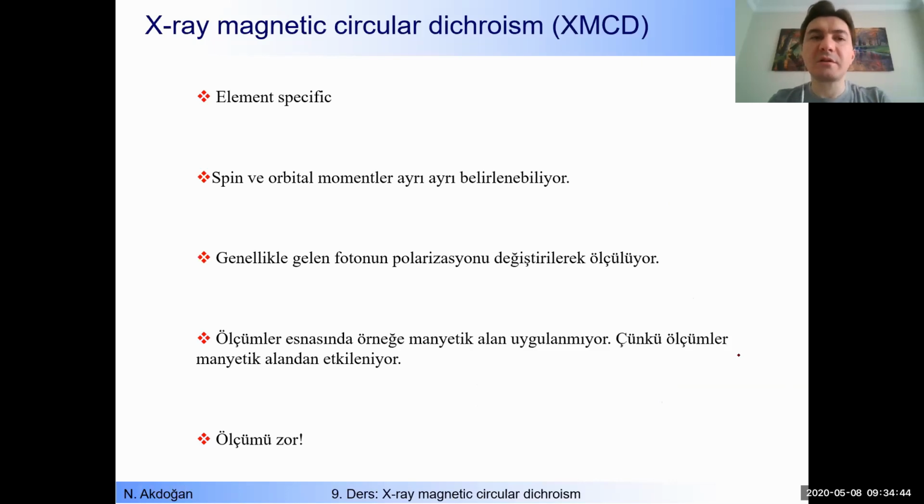First of all, like XRMS, it is also element specific because these experiments are carried out in synchrotron radiation sources. So we have monochromators in the beam lines. Depending on the element, depending on the material under investigation, you can select a specific energy range, okay? So this method is also element specific.